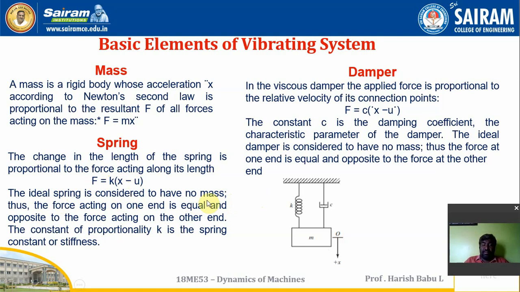If the spring had a mass, then again it would have an effect on the equation of motion. The force acting on one end is equal and opposite to the force acting on the other end. So if the force is acting downwards on this end, the force on the other end will be acting upwards and it will be equal. The constant of proportionality k is the spring constant or stiffness. It will vary based on the spring you're going to use for the motion.